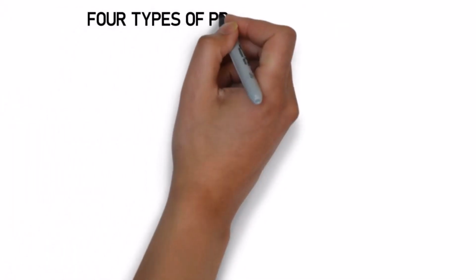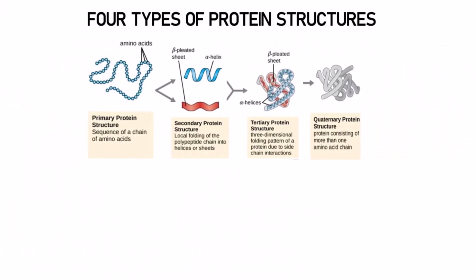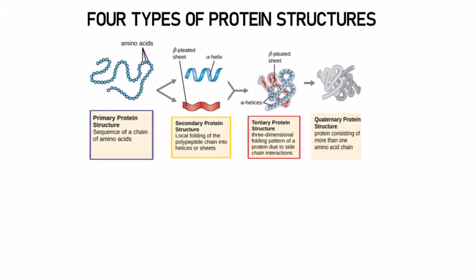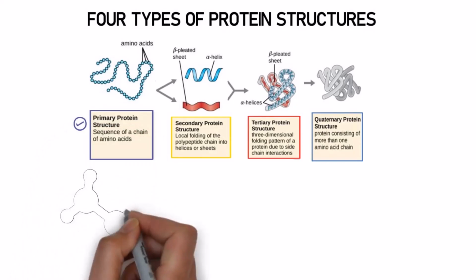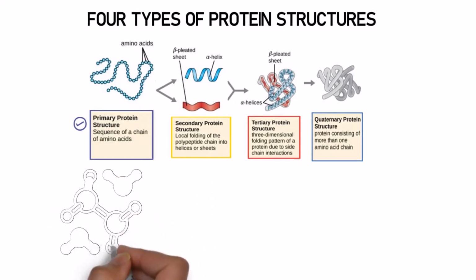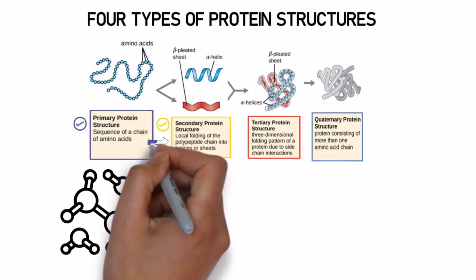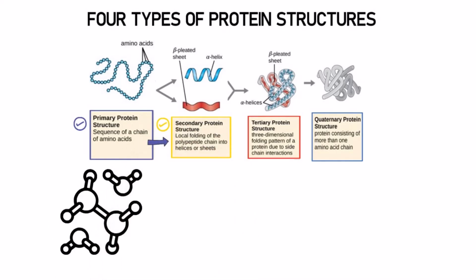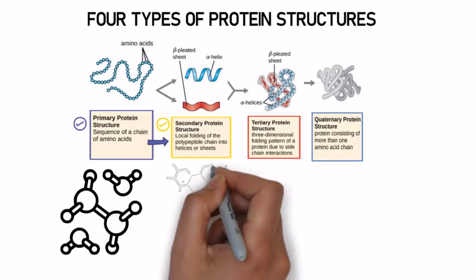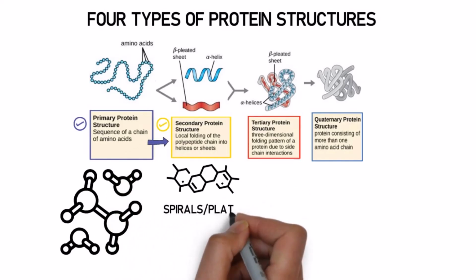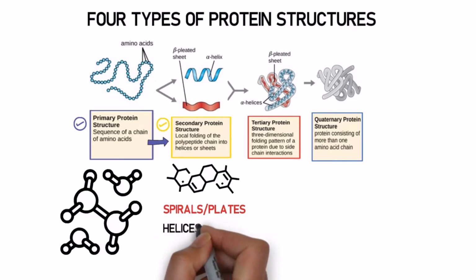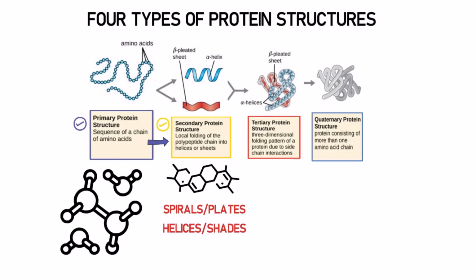There are 4 types of protein structures: primary, secondary, tertiary, and quaternary protein structures. Primary protein structures refer to the sequence of amino acids along a polypeptide. Secondary protein structure takes the primary protein structure, and because of the different charges, polarity, and molecules, bonds can form, creating spirals or pleats, also known as helices or sheets, respectively.